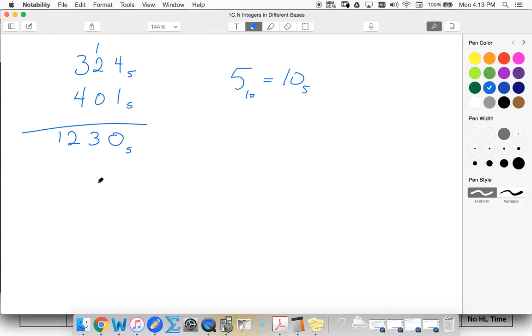All right, let's try multiplying. So let's go with base 8 numbers. So let's say, for example, 27 base 8, and let's multiply that by 34 base 8. All right, so we want to get our result.